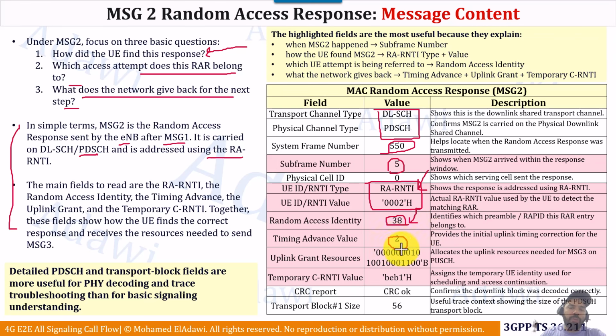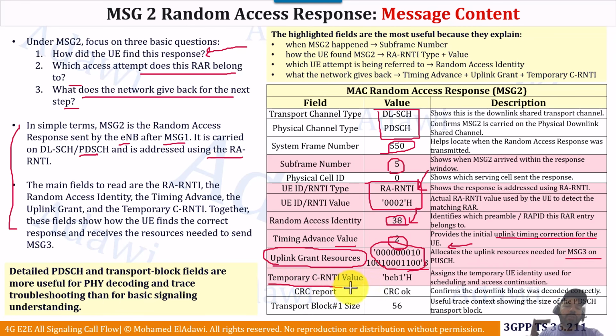This is the timing advance command, which provides the initial uplink timing correction for the UE, as we explained at the very beginning. In message 1, the UE might not be fully synchronized with the eNodeB, so the eNodeB needs to adjust the timing through sending the timing advance command. So this is the timing advance value, and the uplink grant resources, which tell the user what kind of resources will be used for message 3. It allocates the uplink resources needed for message 3. So this one will tell him what the frequency is, what the time is, and so on.